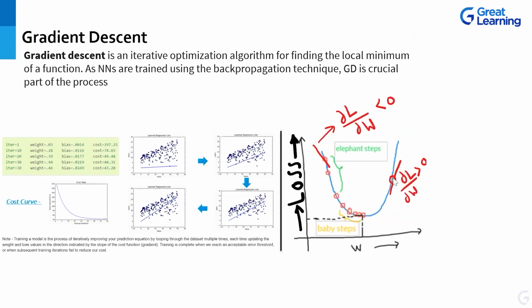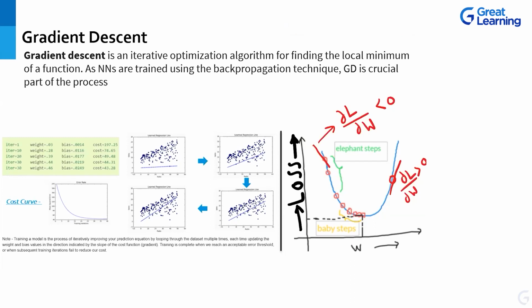On the other hand, if we are here, we have a positive slope, which means dl by dw, the derivative of the loss function with respect to w, is positive. To minimize the loss, we have to move from right to left to reach the minimum point. So if the slope of the loss function with respect to the parameter is positive, we have to reduce the weight size. If the slope is negative, we have to increase the weight size. That's the rule. So with the slope we get the direction.